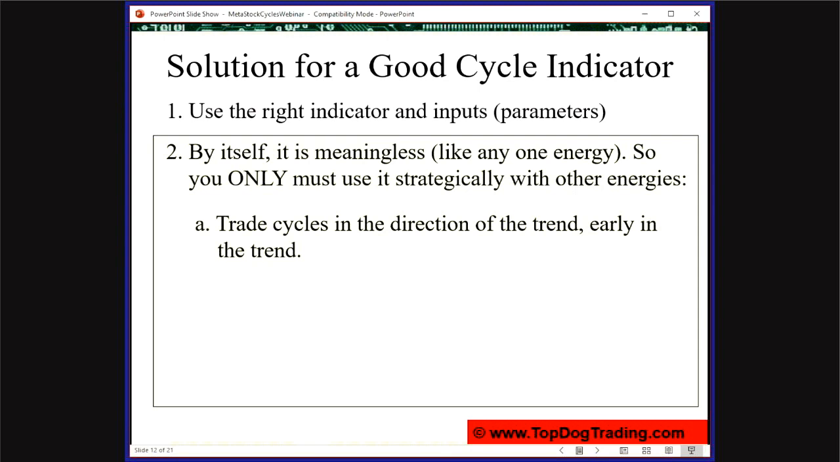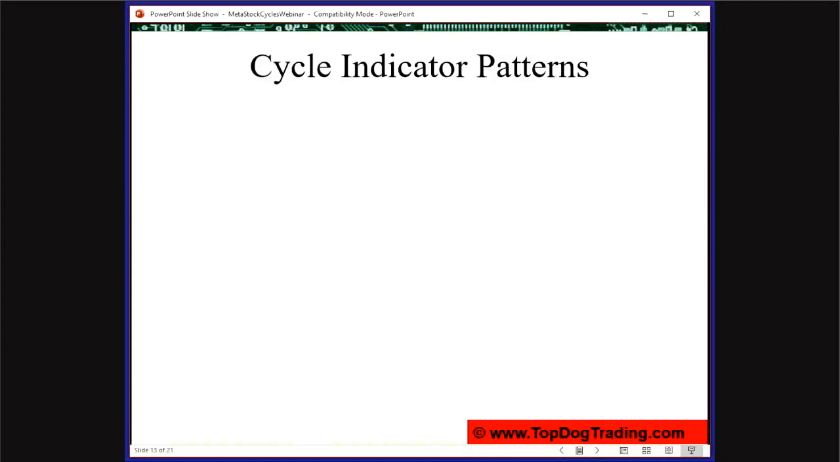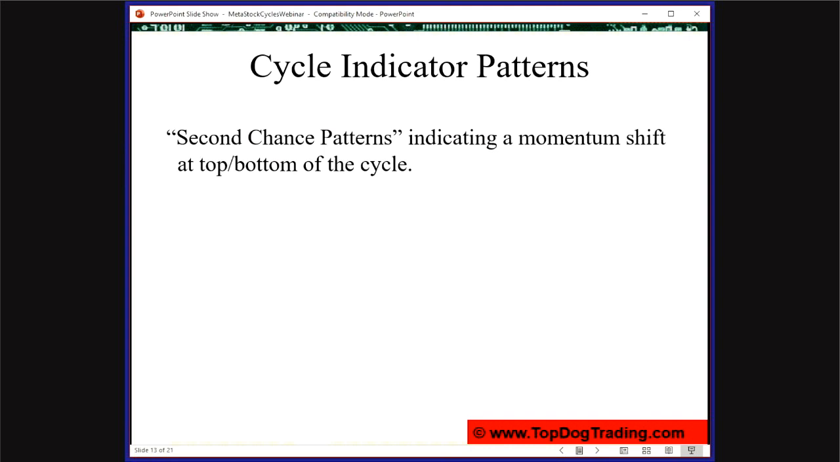Trade cycles in the direction of the trend early in the trend. Also, only trade cycles that have the long-term momentum behind them. Also, only trade when the fractal energy, that's what I call the longer-term time frame, when momentum in the longer-term time frame is aligned. And then also the little mini divergence there that I showed you, I call that the second chance pattern. Gotta have that as well. That's what tells you there's a little momentum shift between the strong hands and the weak hands in the market at that low or at that high. That's what that mathematically measures. So these little second chance patterns, as I said, they indicate a momentum shift.